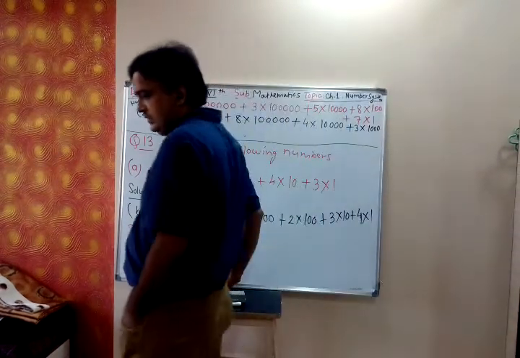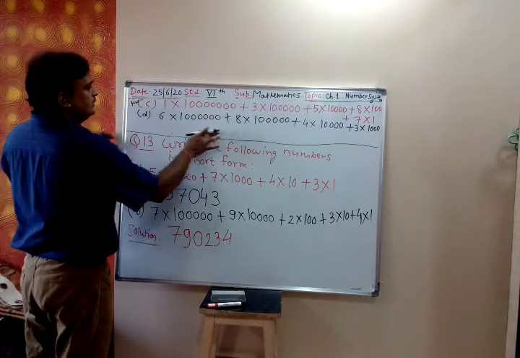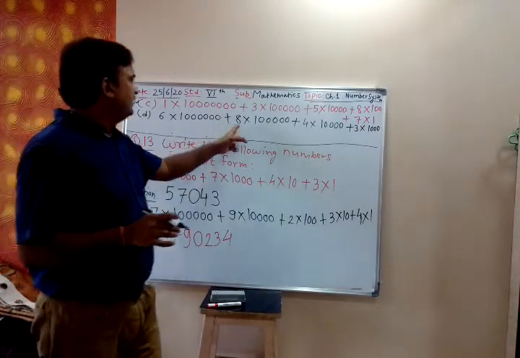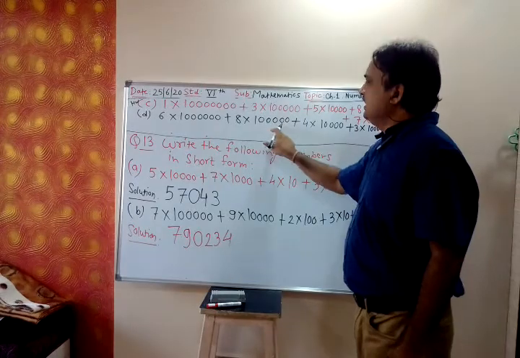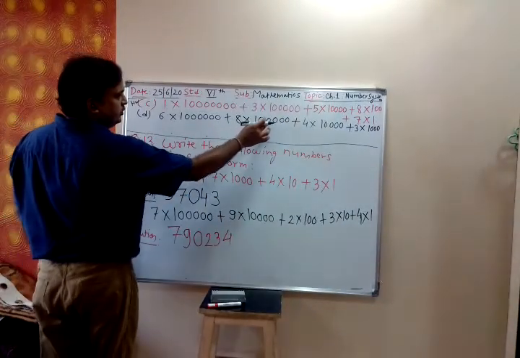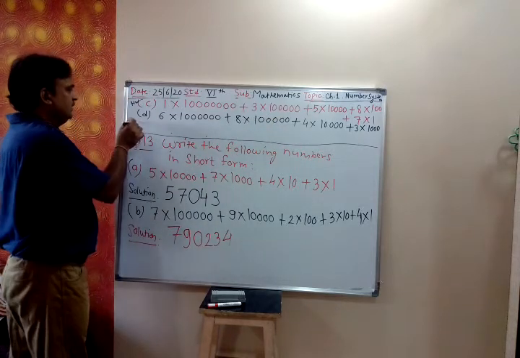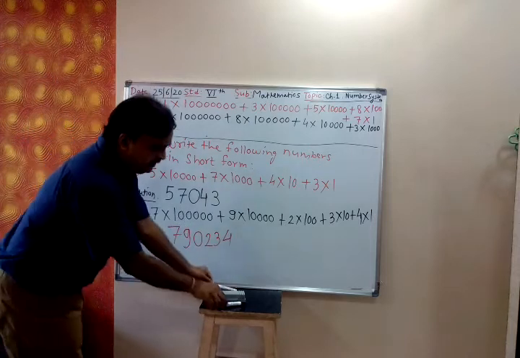Where? This one D. It is 8 into 1 lakh. You count. Wait. D is over. Now E.